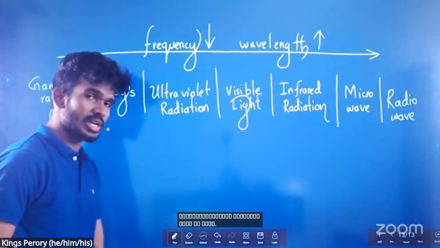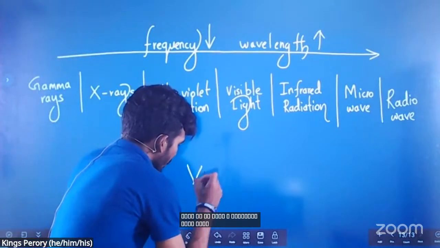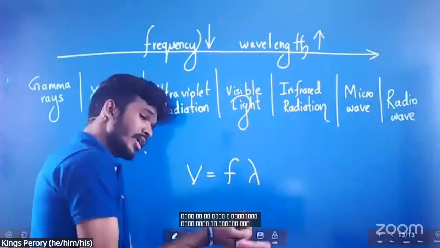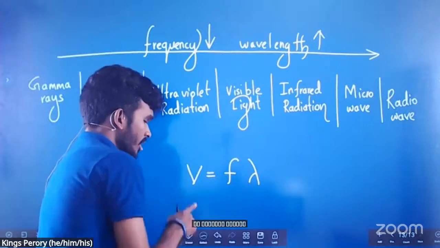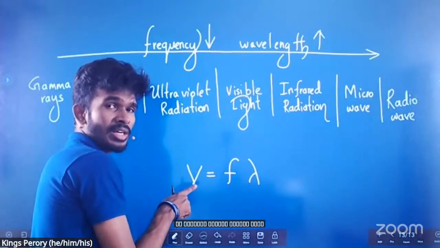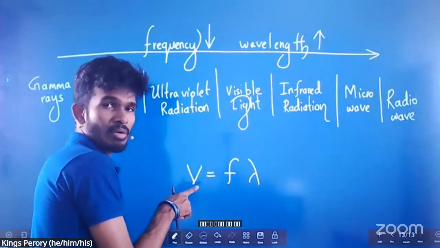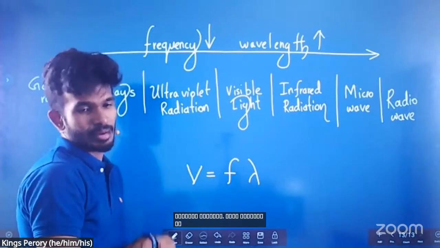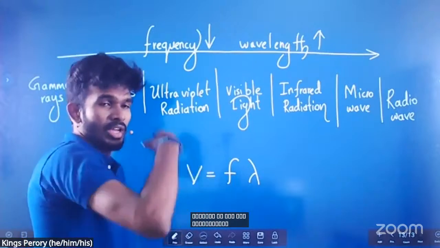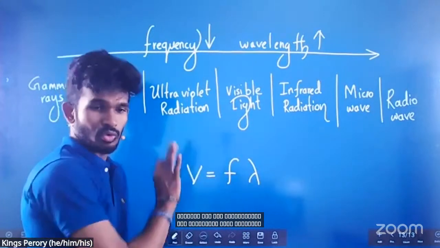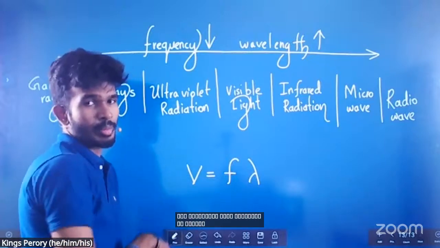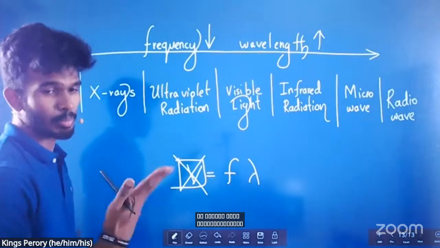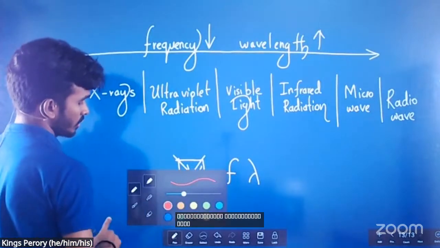We have an equation like this, no? V equals F lambda. We already learned the speed of an electromagnetic wave is 3 into 10 to the power 8 meters per second in vacuum. So in a certain medium, speed is constant. In vacuum, 3 into 10 to the power 8 meters per second. It won't change. So the speed of an electromagnetic wave is a constant. Now practically think, this is not changing.